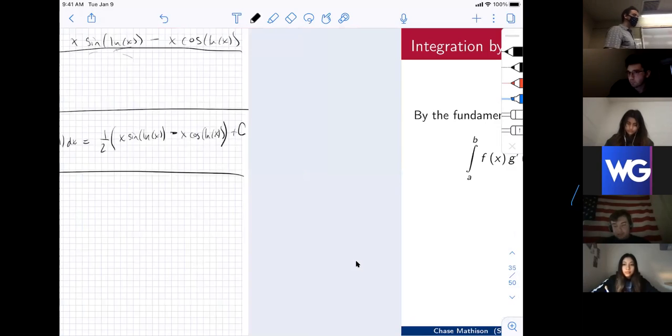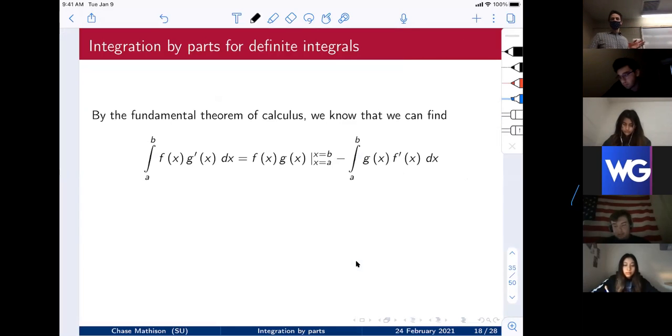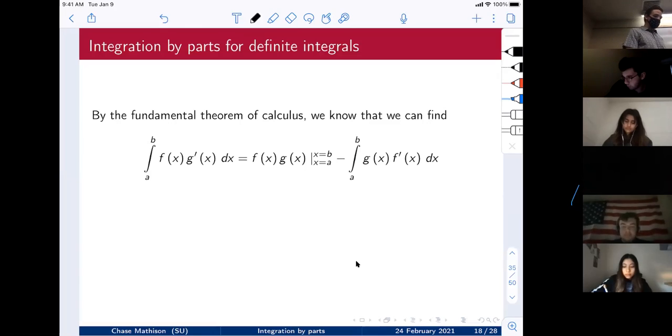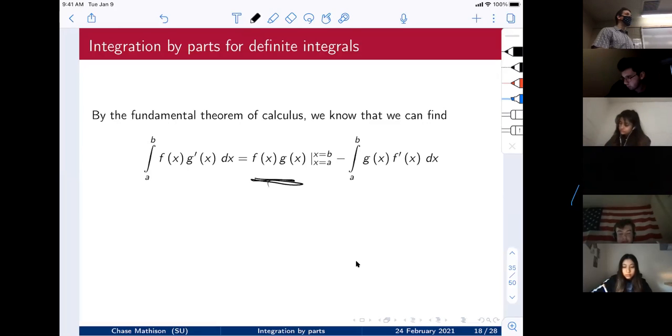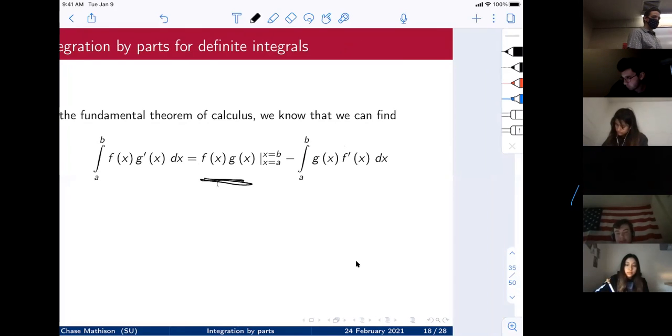All right, so that brings us to integration by parts for definite integrals. And it should come as no surprise that because definite integrals use indefinite integrals, integration by parts looks almost exactly the same as what we've been doing. So by the fundamental theorem of calculus, we know that the integral from a to b of f of x g prime of x dx is f of x g of x evaluated at b and a and take the difference, minus the integral of g of x times f prime of x with respect to x.